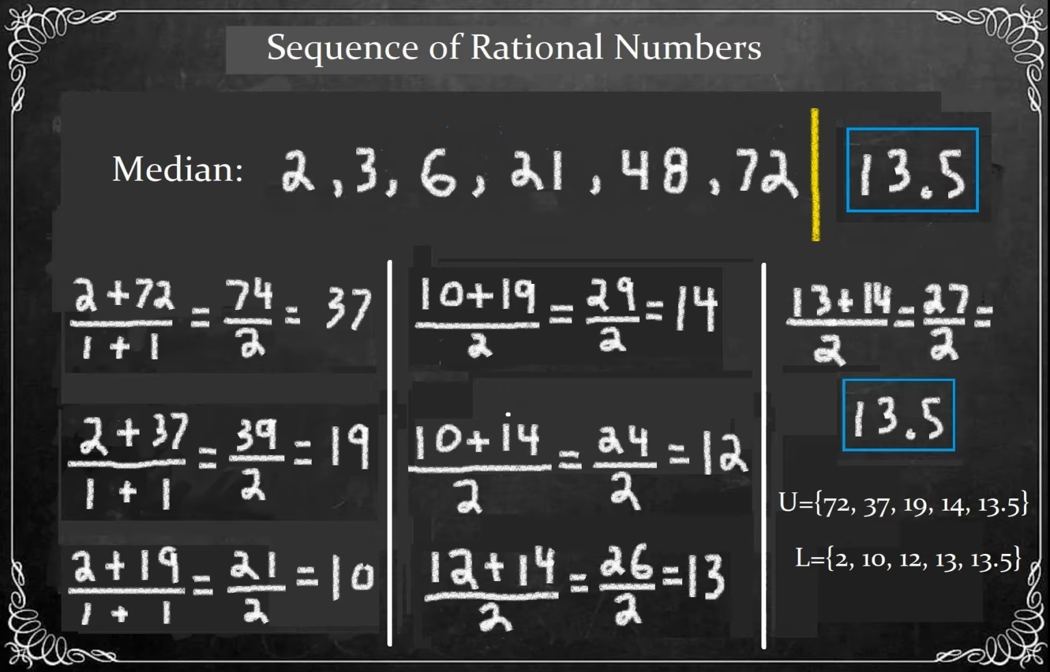Take a look. We have sequence U. The first term is the greatest number, 72. The last term is the target number. All integers are rational numbers. Lastly, we have the sequence L. The first term is 2. The last term is the target number. The same can be said for these terms. All are derived from rational expressions.